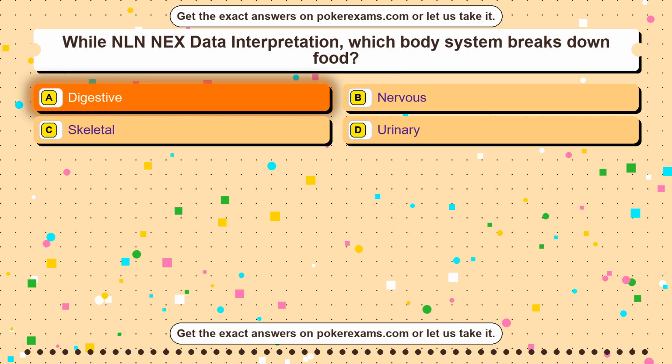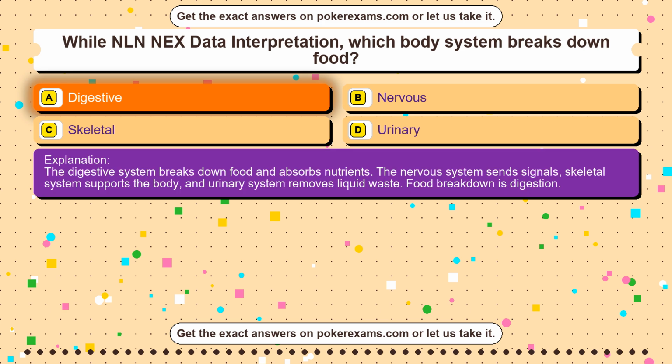Digestive. The digestive system breaks down food and absorbs nutrients. The nervous system sends signals, the skeletal system supports the body, and the urinary system removes liquid waste. Food breakdown is digestion.